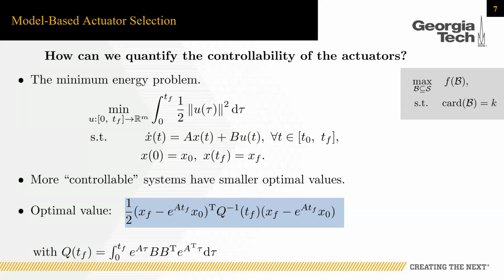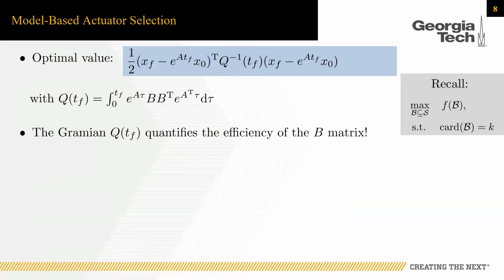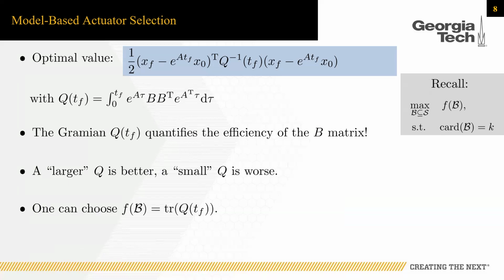I'm sure you have seen it in the past. The optimal value is given by this guy over here in blue, where Q_TF is given by this. Again, this is just controls 101. This is the Gramian, which quantifies how good my B matrix is. Since I want to improve controllability, the bigger the Q, the better the controllability. So a small Q is worse.